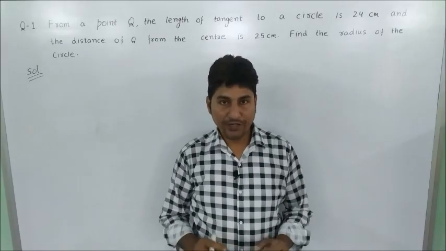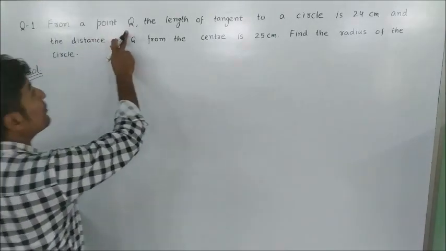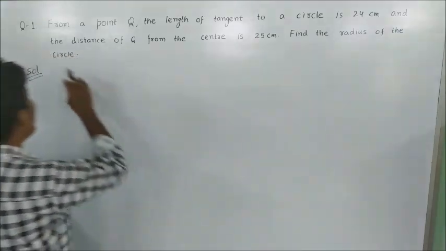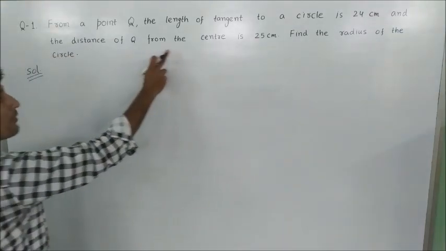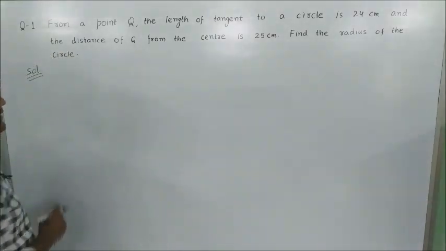Exercise 10.2, the very first question. From a point Q, the length of tangent to a circle is 24 cm and the distance of Q from the center is 25 cm. Find the radius of the circle.